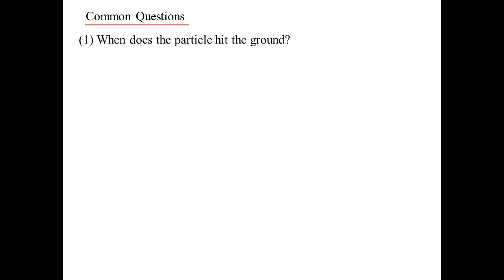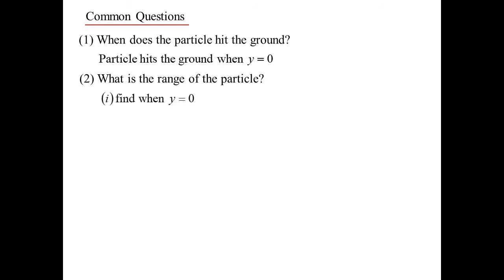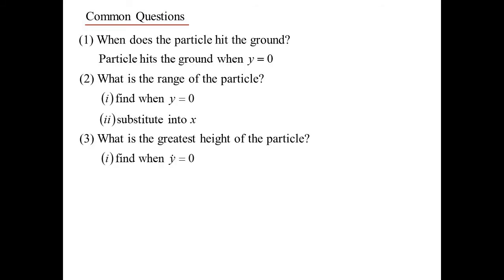Some common questions. When does the particle hit the ground? Well, we know that'll happen when y equals 0, so we'll go and solve that equation. What's the range of the particle? Well, once I've found out where it hits the ground, so that's y equals 0, I can substitute into the horizontal component, and that'll tell me where it hits the ground. What's the greatest height? Well, the greatest height will happen when it stops going up. So y dot will equal 0. Solve that particular equation. Once we know when, we can find out where. But this time, I'm going to substitute it into the y component.